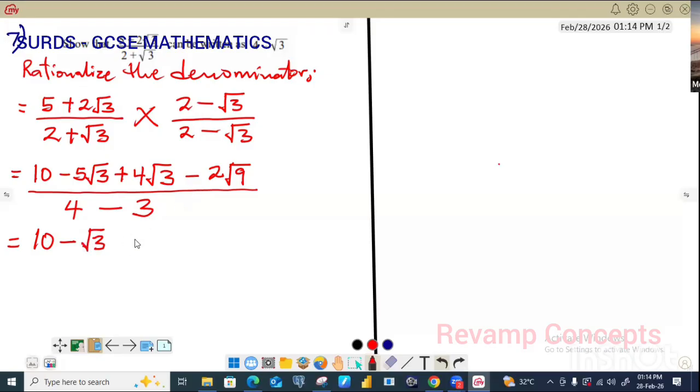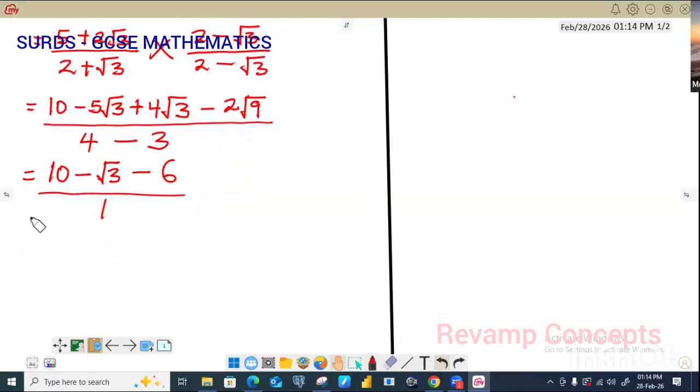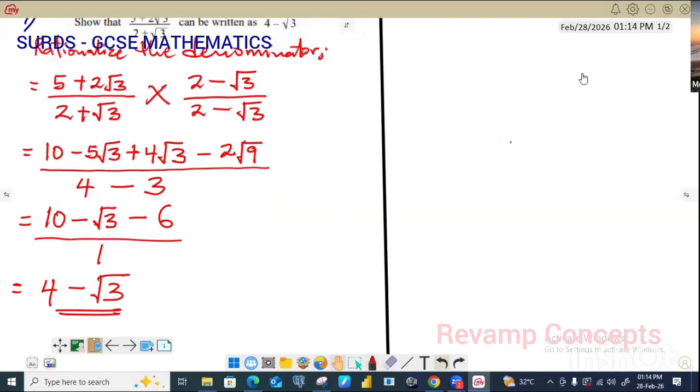Now, minus 2 root 9 will be equal to 6 because root 9 is 3. 3 multiplied by 2 will give us 6. So 4 minus 3 will be equal to 1. And simplifying the numerator further, 10 minus 6 will give us 4, and minus root 3. This will be our final answer for this particular one.